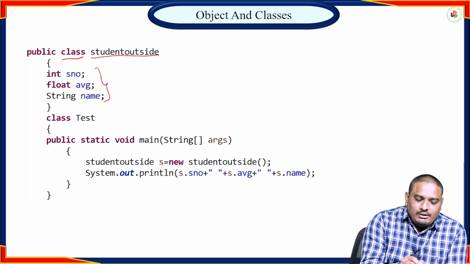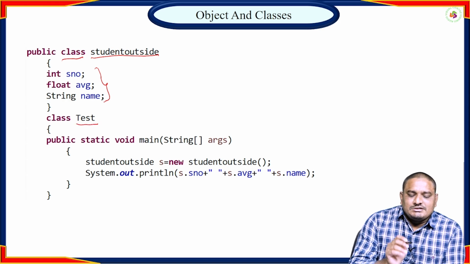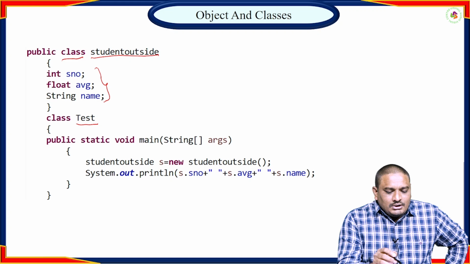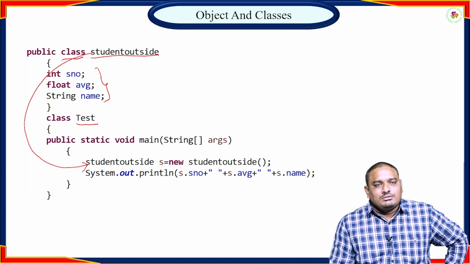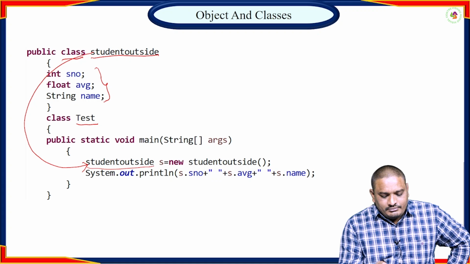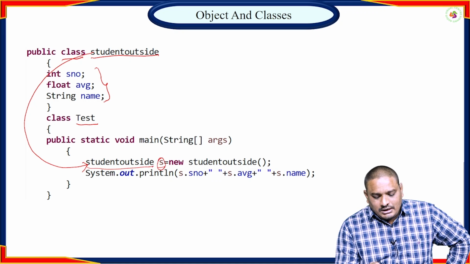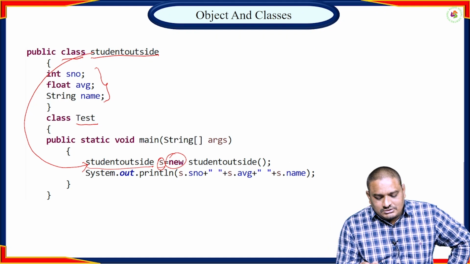Now we can start the main method class. The main method class, where the class name is Test, is a main method class. Here the class name is the same as when creating the object. This one is the class name, this one is the object. Here the object is yes, and we also use the new keyword.